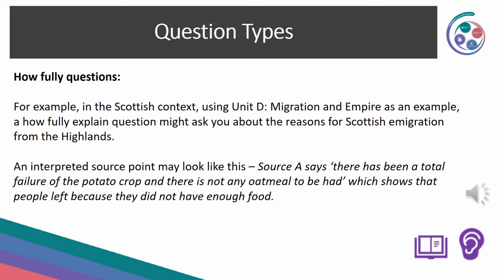If we look at the Scottish context, and we use migration and empire as an example, a how fully question might ask about the reasons for Scottish emigration from the Highlands. An interpreted source point might look like this. Source A says that there had been a total failure of the potato crop, and there is not any oatmeal to be had, which shows people left because they don't have enough food. In this case, you can see the quote and explain method.